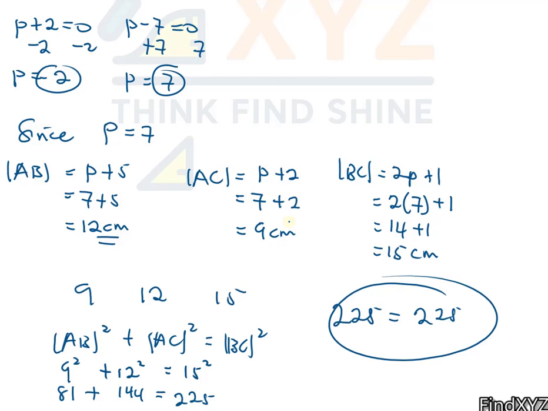So we have been able to show that the length of this triangle is 12 centimeters for AB, 9 centimeters for AC, and 15 centimeters for BC, which is true because the hypotenuse is the longest side, so it's giving us the longest distance. So that is all I have for you for today.